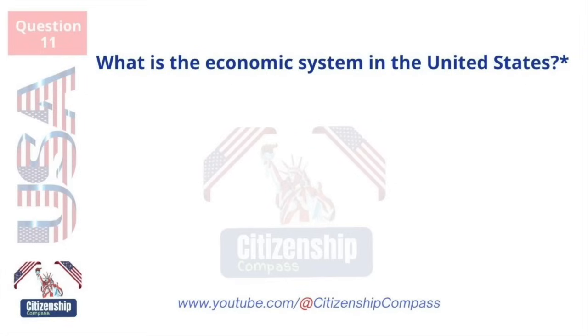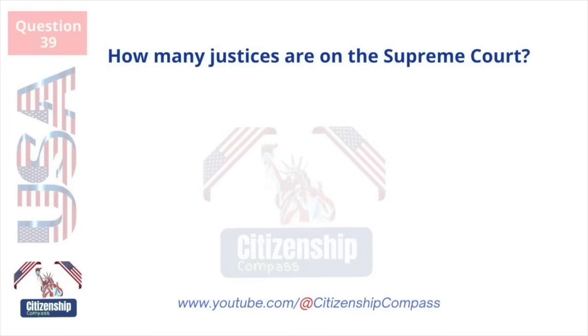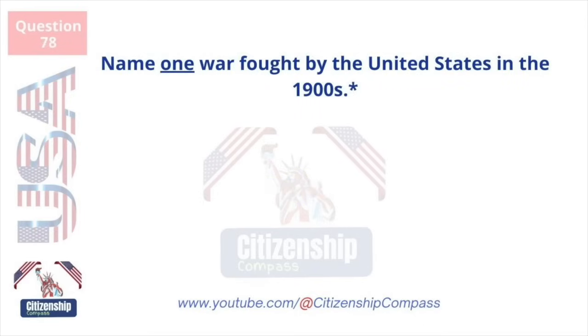What is the economic system in the United States? Capitalist economy. How many justices are on the Supreme Court? 9. Name one war fought by the United States in the 1900s. World War I.